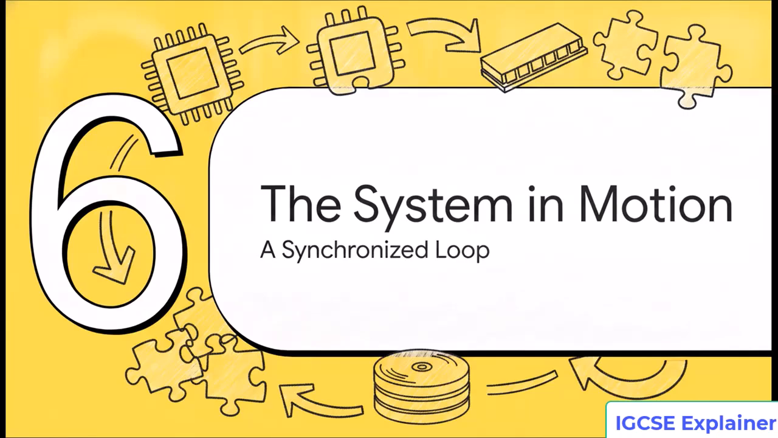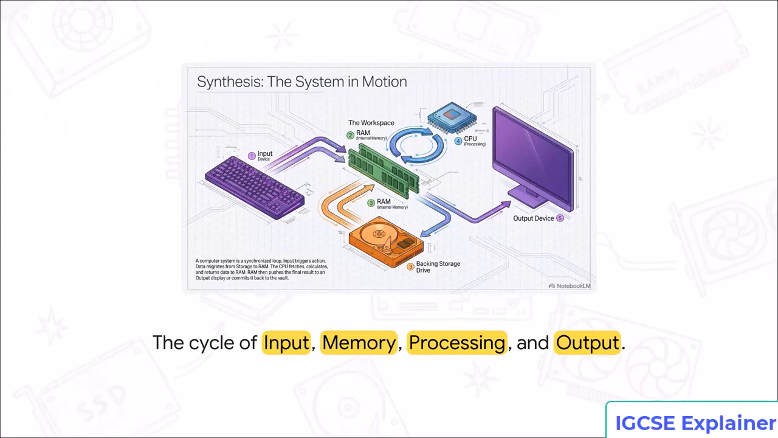Section 6. The System in Motion. A Synchronized Loop. All right, we've got all the puzzle pieces on the table now. We understand the ecosystem, the CPU, the memory, the storage, and the bridges. Let's bring the whole shebang together and watch the kinetic flow of this machine in action.